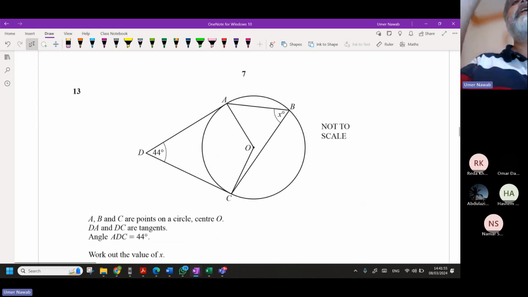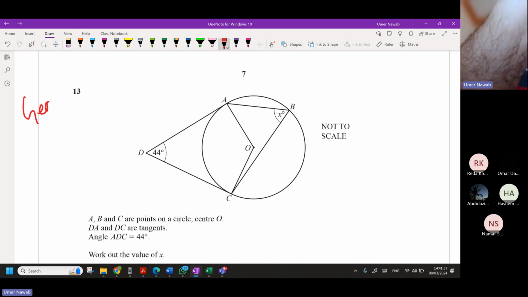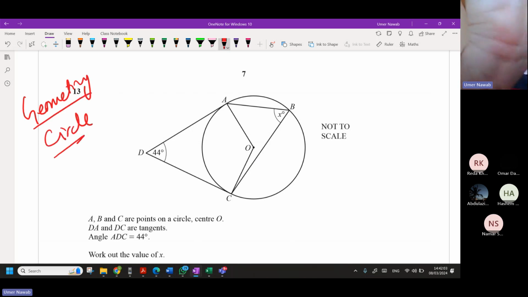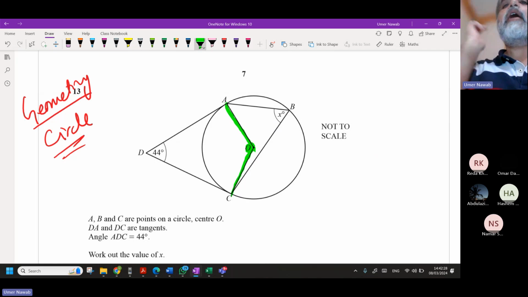Now I go to question number 13. So question number 13 is on geometry, guys. The subtopic is circle properties. You took it with Mr. Ahmed in grade 9. I can go into details, but right now I just need to focus on the things which are required here. You remember, guys, a circle has a center, so the center is given to you. A circle has a radius, so this is the radius, guys. OA and OC are radii.